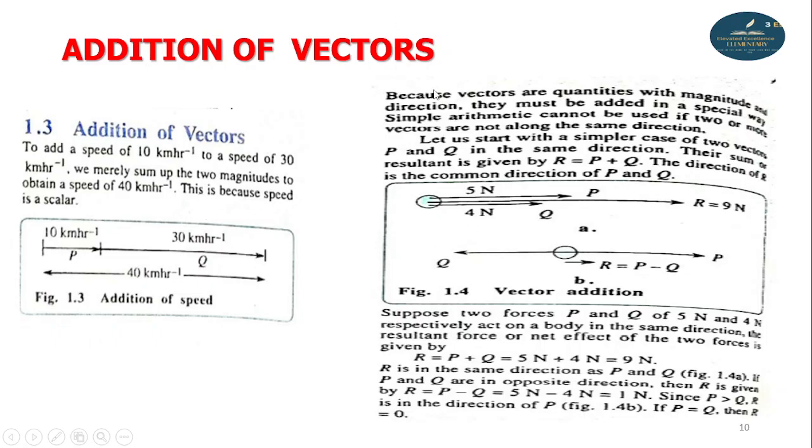Because vectors are quantities with magnitude and direction, they must be added in a special way. Simple arithmetic cannot be used if two or more vectors are not along the same direction. So let's get that concept right. Let us start with a simpler case of two vectors P and Q in the same direction. We are trying to add two vectors which act on a body in the same direction. Their sum, or resultant, is given by R, which is P plus Q.